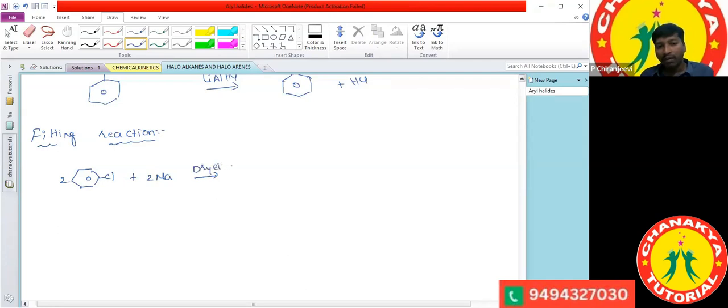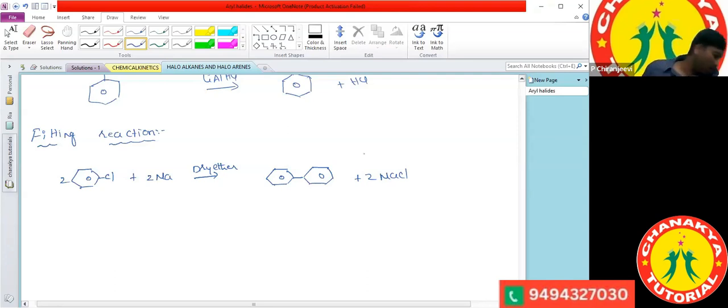In presence of dry ether to form biphenyl as a product. That means this one bond benzene is going to be formed. So plus 2 moles of NaCl is going to be formed.